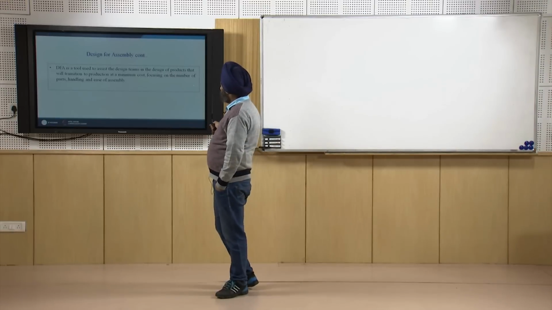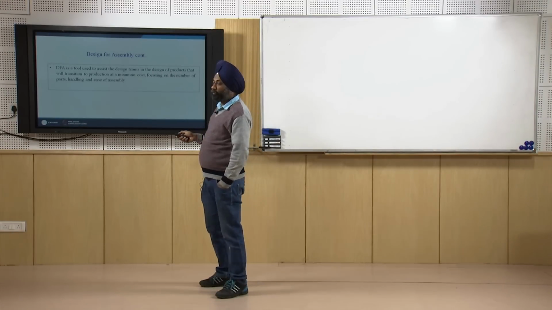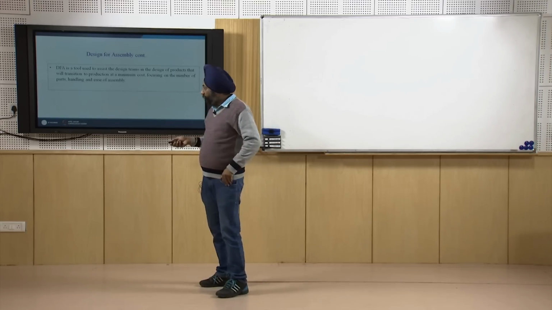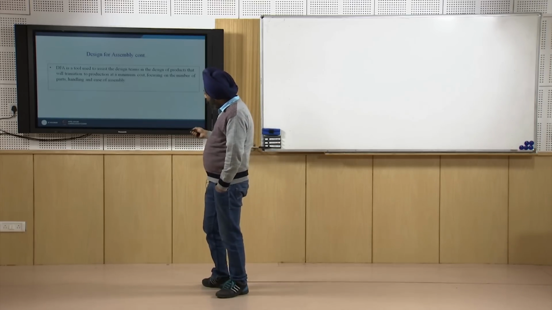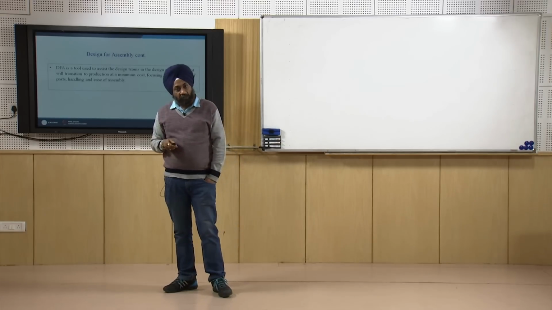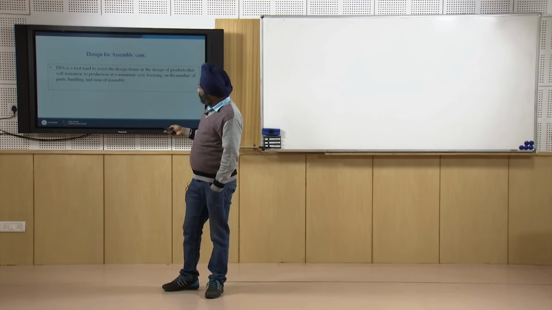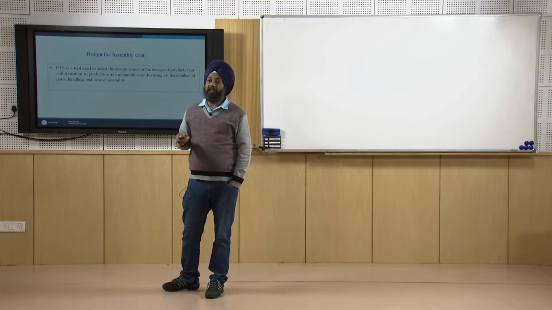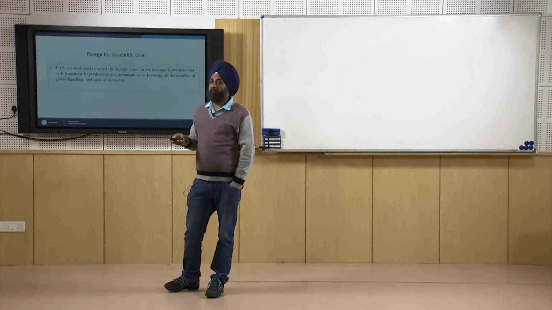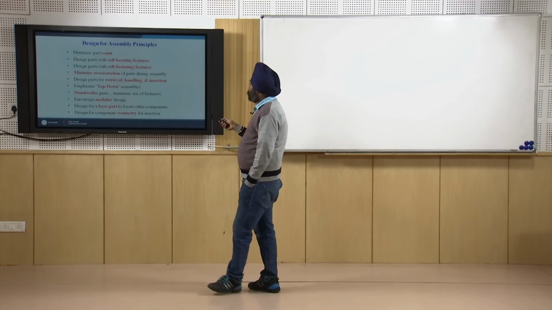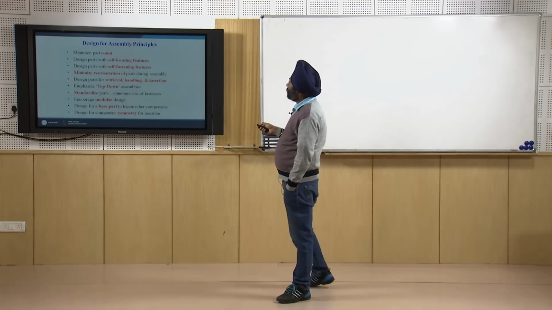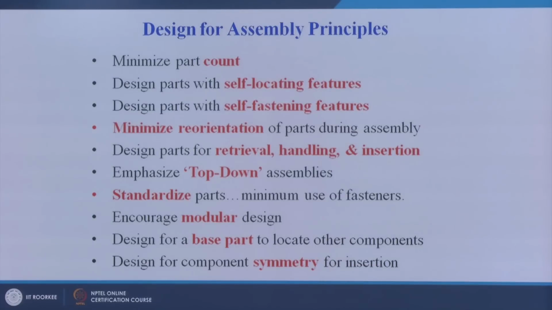So we have to see what is the number of parts going into the product, how we should handle them, that is their handling should be easier and their assembly operations in totality should be simpler, easier and cost effective. So that is our target when we are designing the product from ease of assembly point of view. Now design for assembly principles are given. I will quickly read these, not much requirement to explain each point in detail.